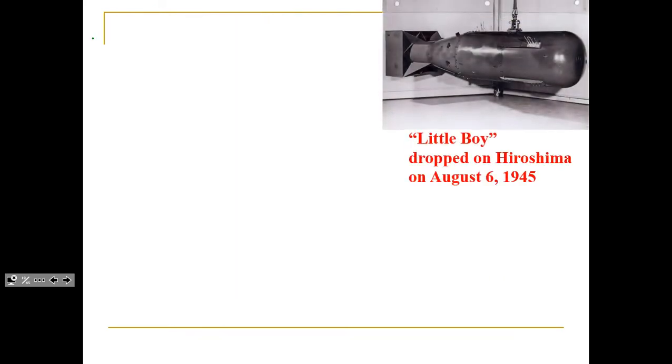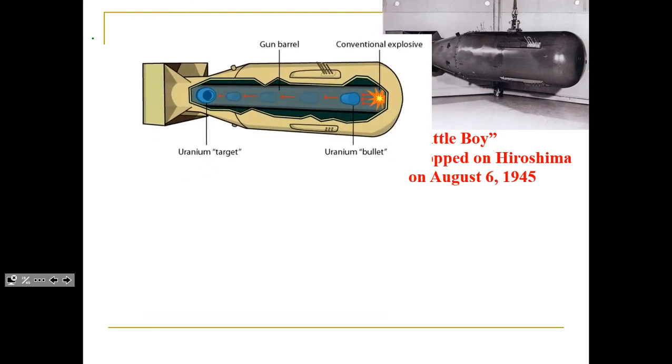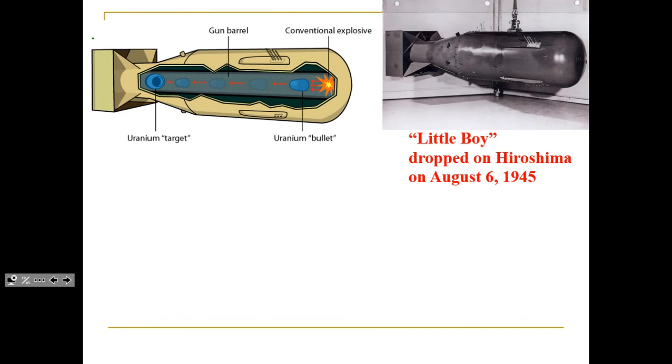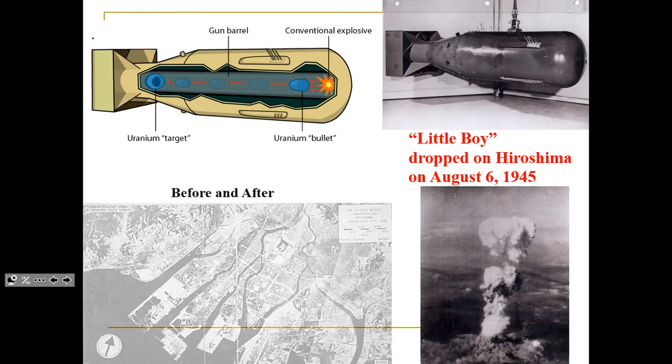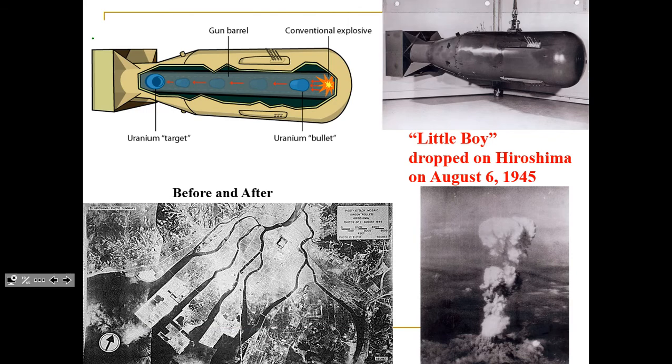So the first one we created, we actually did one test run, and this was the second bomb that was actually dropped on land, civilians. The first one worked, and they said, okay, let's go. This was called Little Boy, dropped on Hiroshima on August 6th of 1945. Basically, you have a uranium core on the inside, and when the bomb hits, it targets the uranium and starts the chain reaction. So here's a little image that shows you the before and after.